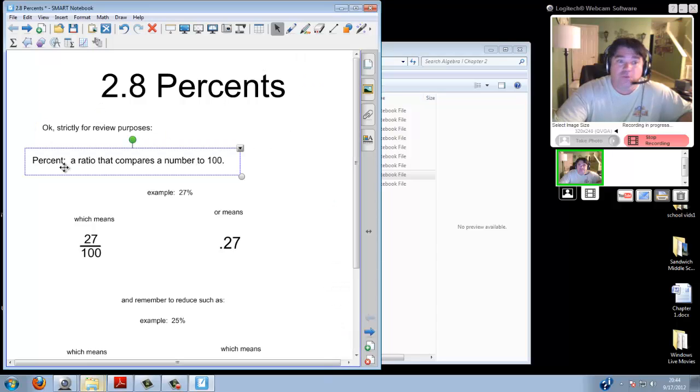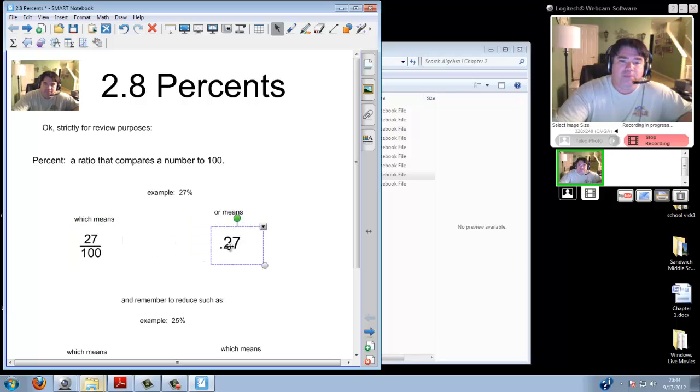Alright, first of all, what is a percent exactly? Well, a percent is simply a ratio that compares to the number 100. So if I say 27%, 27%, if you remember, just means 27 over 100. Pretty straightforward. It could also mean 0.27, because this is the tens, this is the hundreds, so 27 over 100.